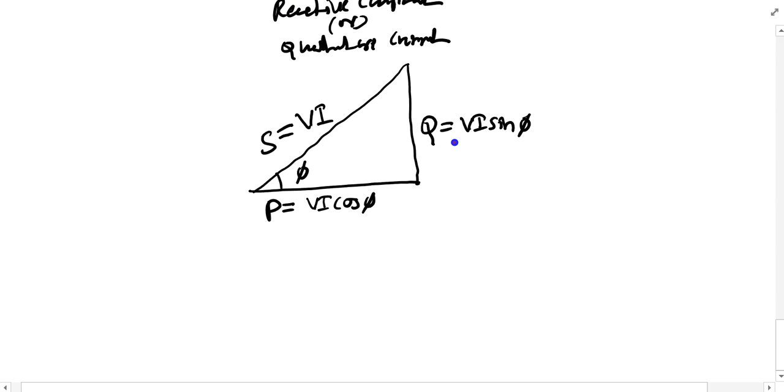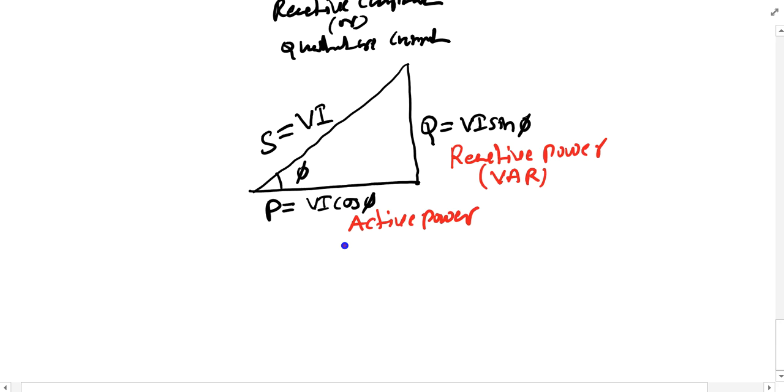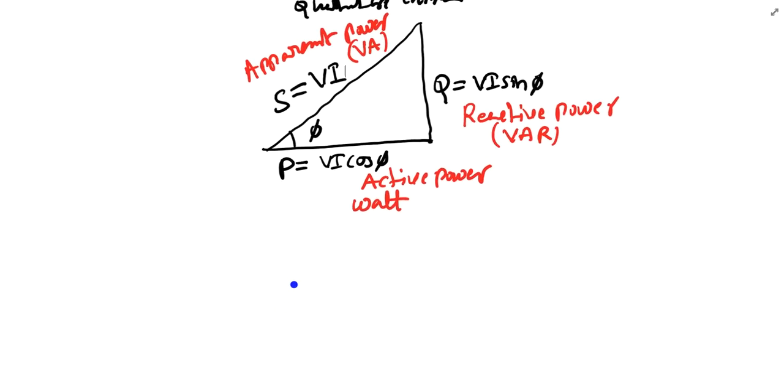This is called reactive power, and the unit for reactive power is volt amp reactive. This is called active power, or true power, and the unit for this is watt. And this is called apparent power, and the unit for this apparent power is volt amp. So this is called the power triangle.